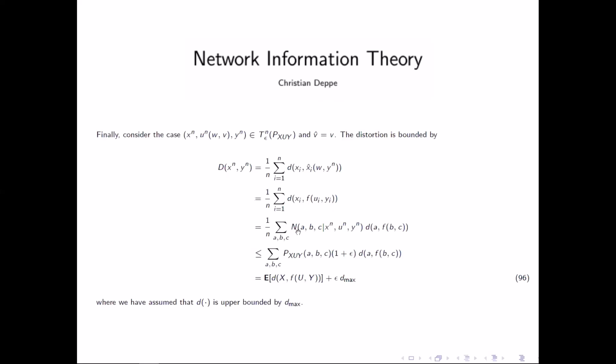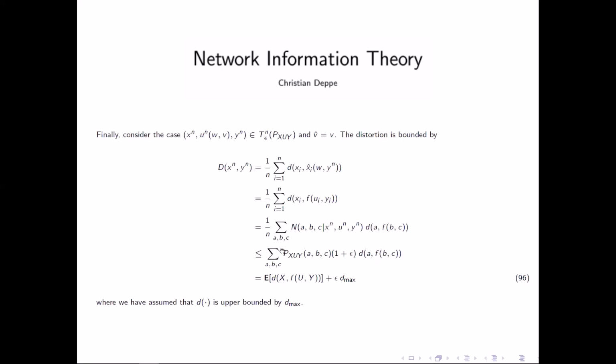And this we can sum in another way. We just count the numbers of a, b, and c's in X^n, U^n, and Y^n, and look then at d(a, f(b, c)). That's just the same, just we sum in another way. And now we apply the definition of jointly typical. And of course, we just insert here the probability of x, u, y, and a, b, c, 1 plus epsilon times d(a, f(b, c)). That's just inserting the definition of joint typicality for 3 variables.